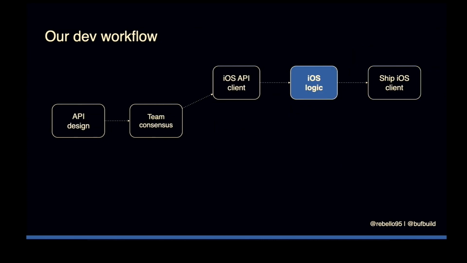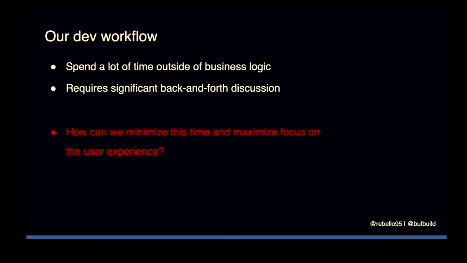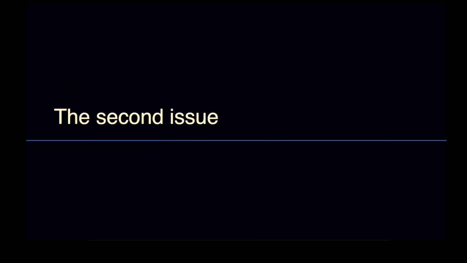Throughout this workflow, notice that we spent a significant amount of time doing chores outside of that core piece of logic. This would include things like repetitive boilerplate, manually testing things, or performing last-minute changes. We also spent a lot of time talking to our back-end engineers. And so the question becomes, how can we minimize the amount of time we spend doing these miscellaneous things and maximize the time that we can spend focusing on the user experience?